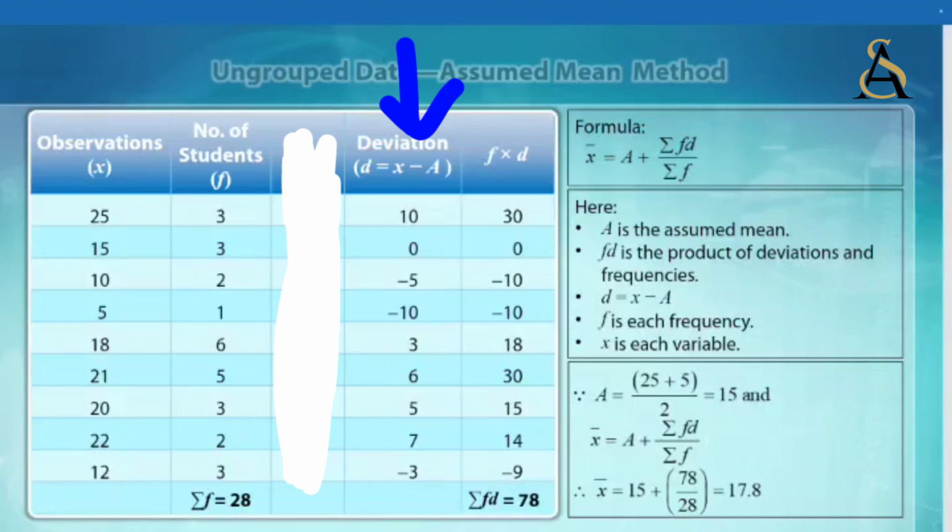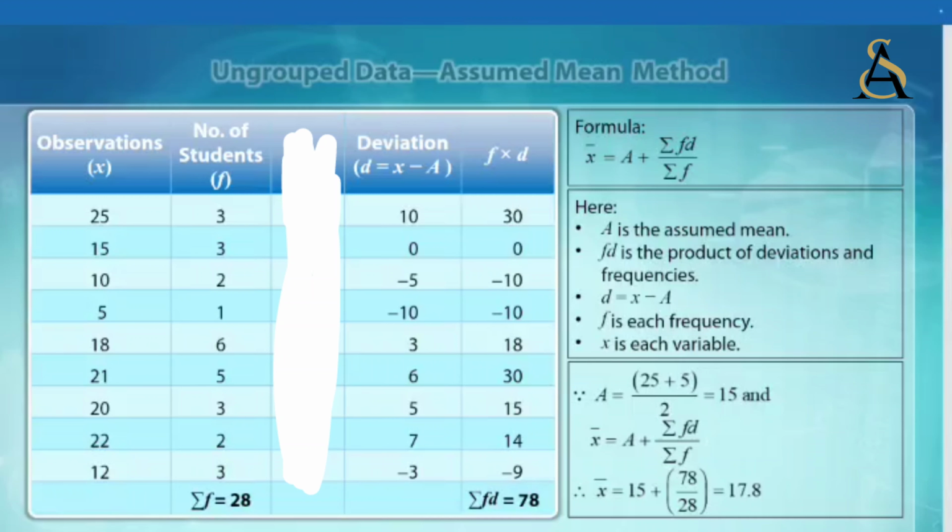So 25 minus 15 is 10. 15 minus 15 is 0. 10 minus 15 is minus 5. 5 minus 15 is minus 10. And so on, we are going to calculate for all the observations.